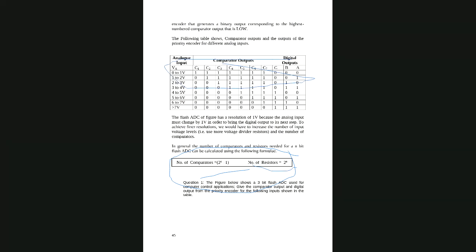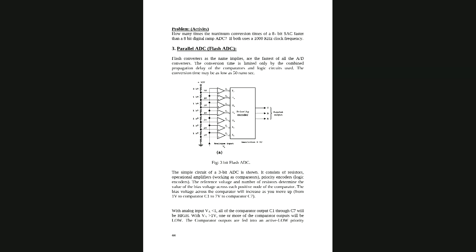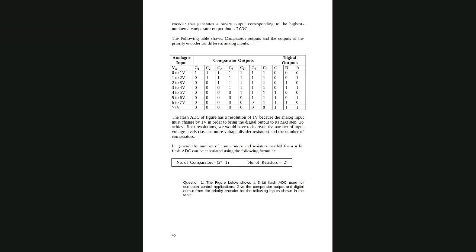Why? Because we have how many bits? 3 bits, 7 comparators. And how many resistors did we have here? In this example, how many resistors do we have? 1, 2, 3, 4, 5, 6, 7, 8 resistors. Clear? So 8 resistors, 7 comparators. Why? Because of this formula. Is it okay? Everyone okay?